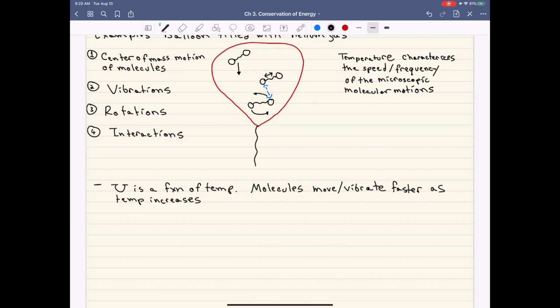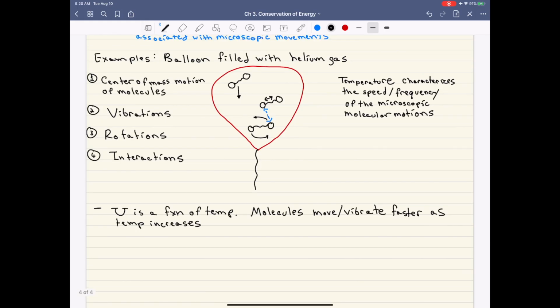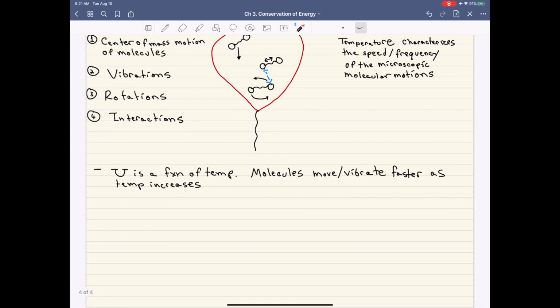Alright? And so when we think of internal energy, I want you to think of these 4 different types of molecular motions, and that the speed of these molecular motions is going to be directly related to whatever the temperature of the system is. Alright, so that's internal energy.